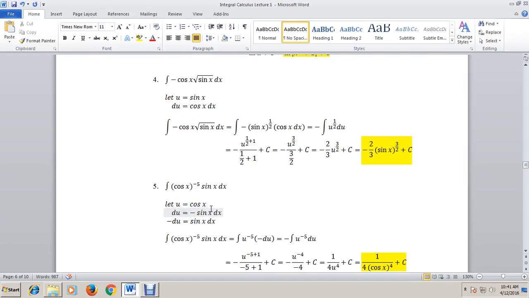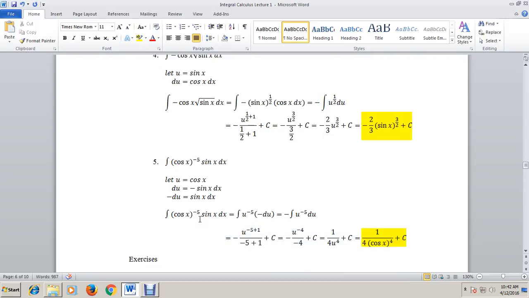So we let u equal cosine x. The derivative of cosine x is negative sine x dx. Of course, in your original integrand, you do not have a negative sign, but what you have is sine x dx. So to get sine x dx from negative sine x dx, we simply multiply both sides of the expression for du by negative 1. So this becomes negative du equal to sine x dx.